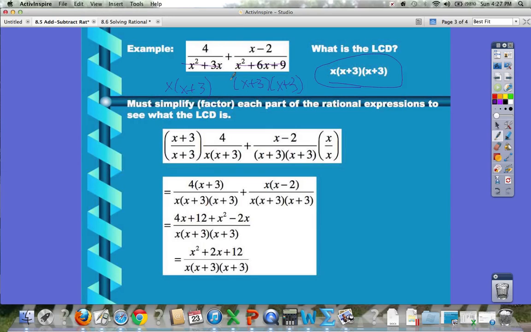So then you look at just this fraction over here, this rational expression. I have this part and this part. What else do I need? I need an x plus 3, so that's what I'm going to multiply the top by.